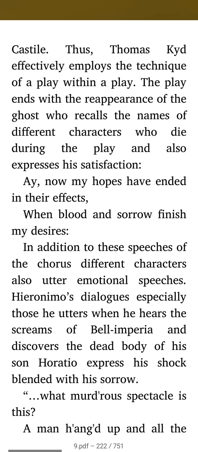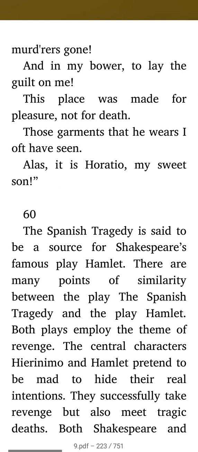What murderous spectacle is this? A man hanged up and all the murderers gone, and in my power to lay the guilt on me. This place was made for pleasure, not for death. Those garments that he wears I oft have seen. Alas, it is Horatio, my sweet son.